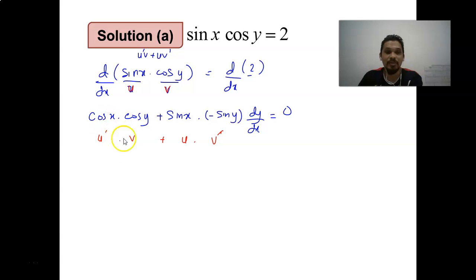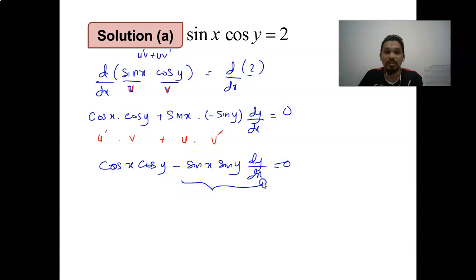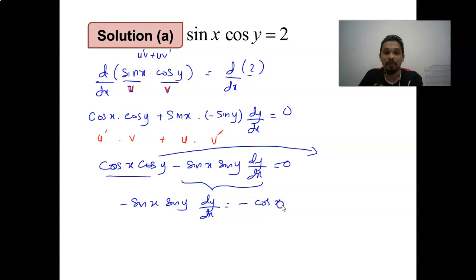So simplify this: cos x cos y minus sine x sine y dy/dx equals 0. So the term with dy/dx we leave on the left side, and this we bring to the other side. So then negative sine x sine y dy/dx equals negative cos x cos y.